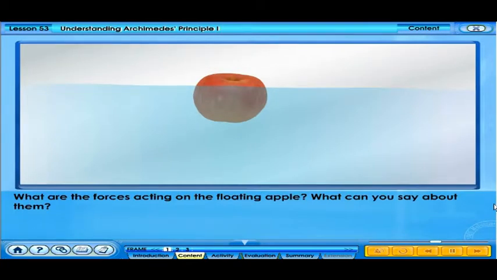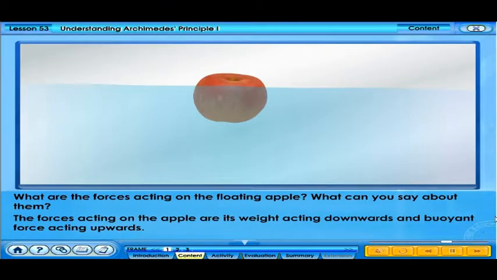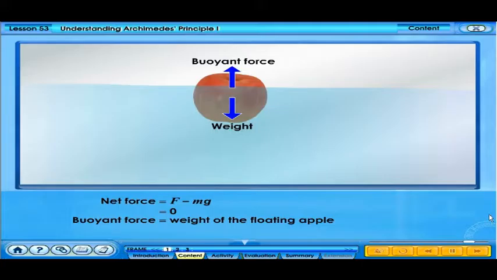What are the forces acting on the floating apple? What can you say about them? The forces acting on the apple are its weight acting downwards and buoyant force acting upwards. When the apple is floating in water, these forces are in equilibrium. The resultant force is zero. That is, the buoyant force is equal to the weight of the floating apple.